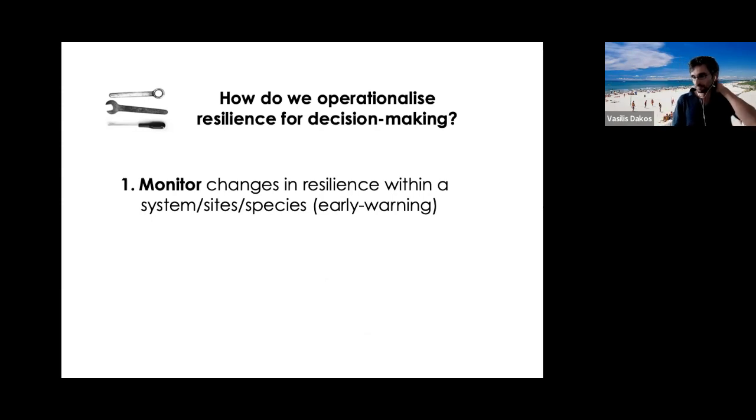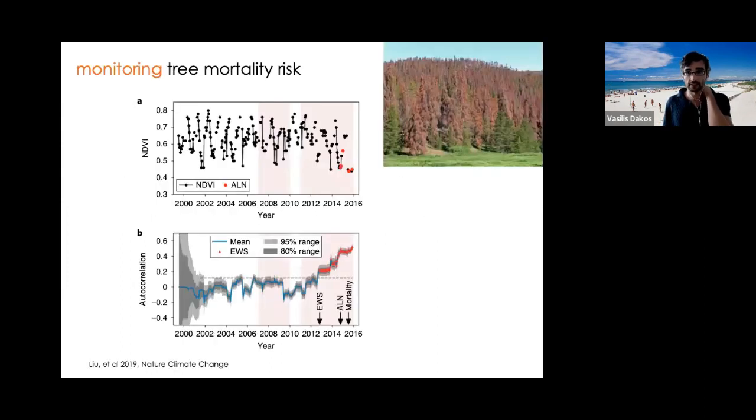So let me just give you a set of examples of work that I have been involved in, or others, about how this could potentially work or has a potential to work. So let's start with monitoring changes in a given system, basically measuring resilience in time in order to devise a type of early warning. So this is the example of forest decline in California.